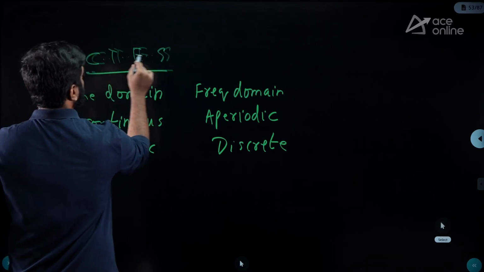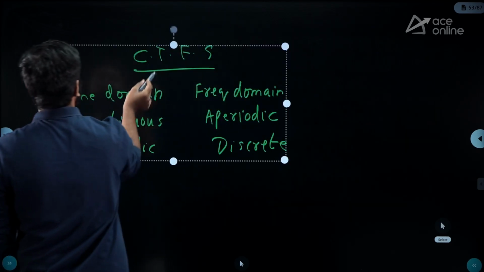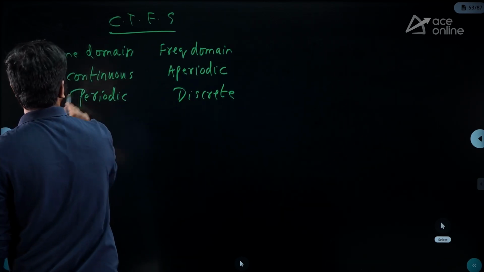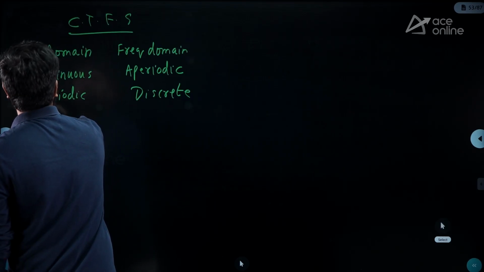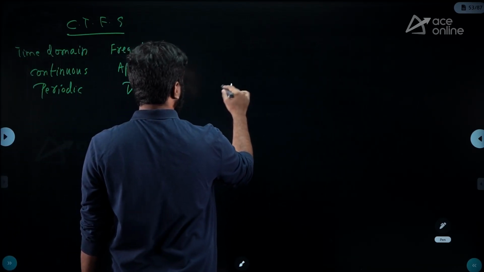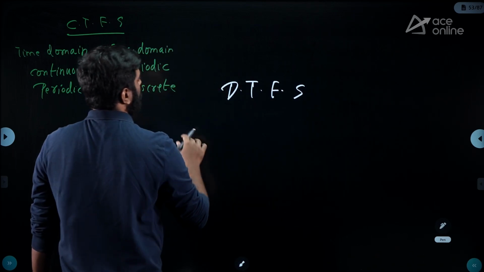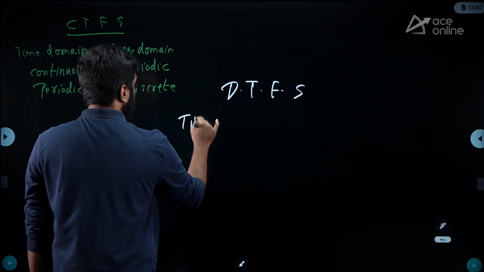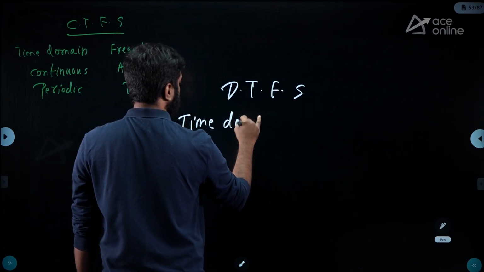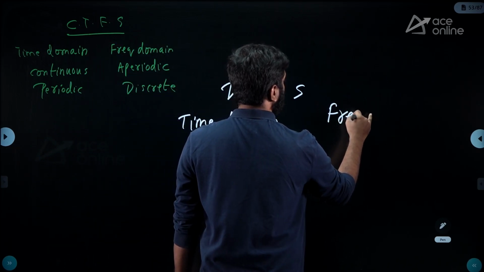I'll quickly write what happens in the various cases. This is for CTFS. Will you be answering for various cases? Let's see. Will you answer for DTFS? So in DTFS again you write time domain, and here you write frequency domain.